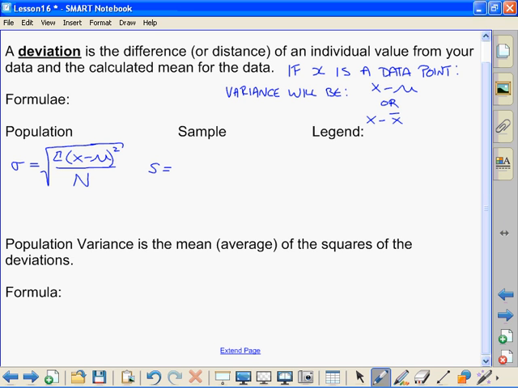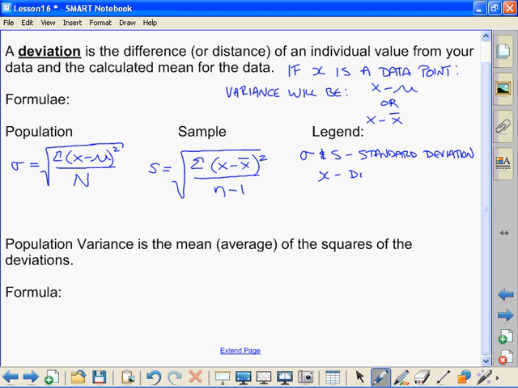If it's a sample, standard deviation uses an s, and the formula is very, very similar. It's the square root of the sum of the squared deviations, but now measured from the mean taken from a sample, over n minus 1. So there is your formula. Sigma and s are your standard deviation. We're getting some terminology and formulas out of the way. You do want to put this formula on your cheat sheet for future reference.